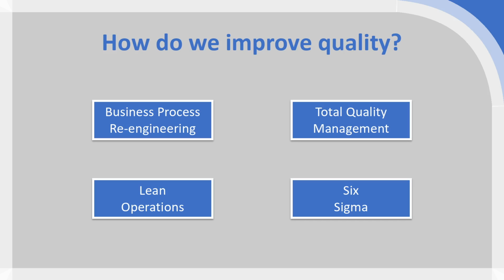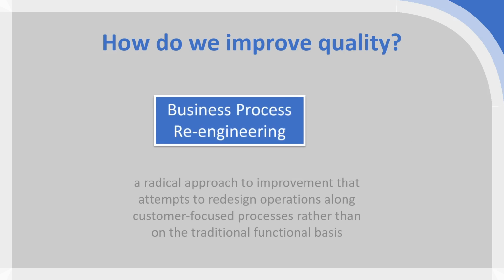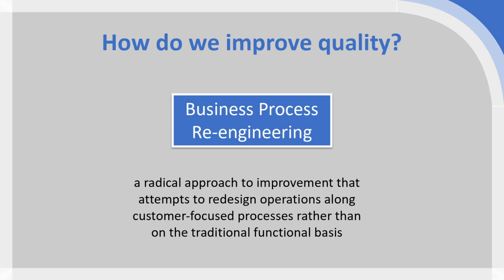So if we tackle BPR, or business process re-engineering, first, this is possibly the most radical of the ways we can approach quality improvement within an organization. So here we're actually looking to radically redesign our internal processes. So instead of being organized alongside functional areas such as marketing, HR, operations, logistics, design, instead, they're designed alongside customer-focused processes.